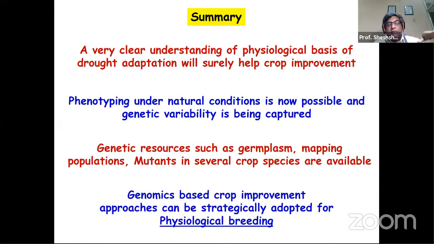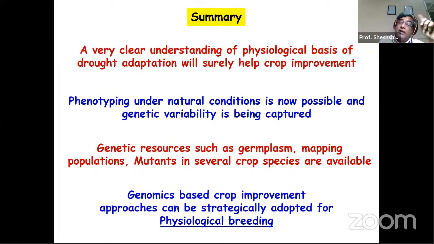And then we also have a non-invasive technique of capturing images in real time so that we can measure the growth as well. So to conclude, there is a possibility that we can now study the physiological basis of drought adaptation or yield determination for crop improvement. This is for sure possible.